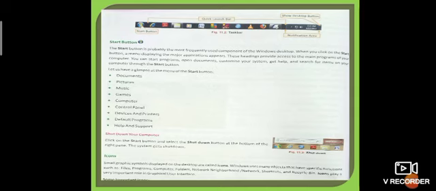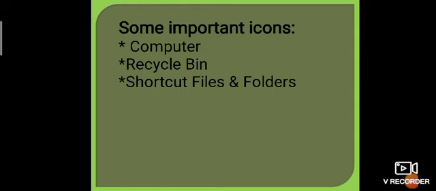Icon. Small graphical symbols displayed on the desktop are called icons. Windows uses many objects that have specific functions, such as files, programs, computer, folders, network neighborhood, network shortcuts, and recycle bin. Icons play a very important role in the graphical user interface. Some important icons are computer, means double click on this icon to explore your computer.